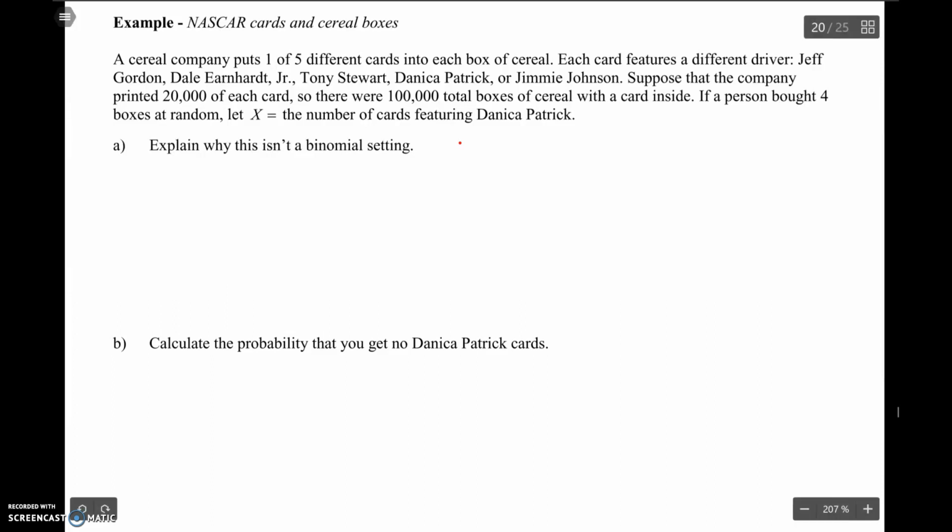So it kind of looks like they're setting up a binomial model. We're going to select 4 boxes, so my N is 4, and I'm recording the number of successes. So is this a binomial setting? Let's do the BINS. Binomial: either I get a Danica Patrick card or I don't. Set number of trials, independence, and same probability for success.